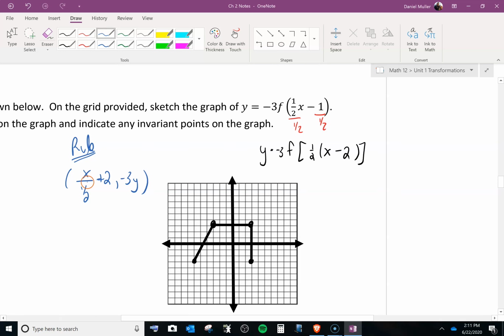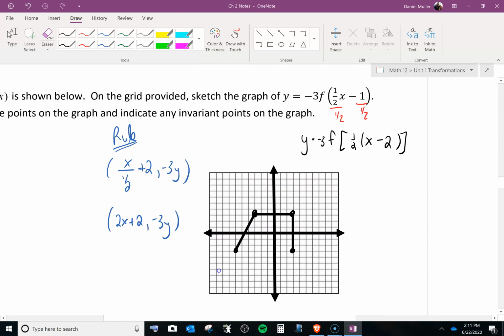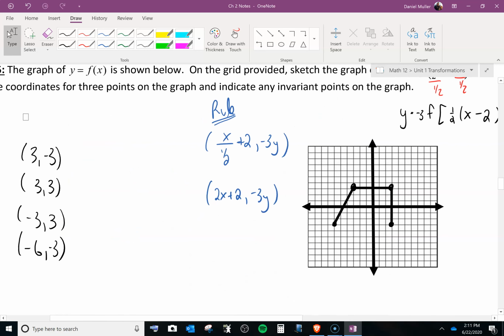Now we can clean that up a little bit. Dividing by a half is the same thing as timesing by 2, so this is just a 2x plus the 2, and the negative 3 times the y. So for this question right now, I can just take my points and put them into my rule. So 3 goes in here for all of my x's.